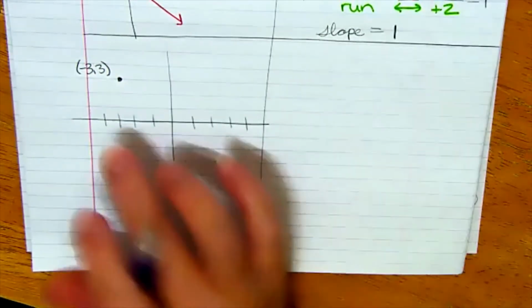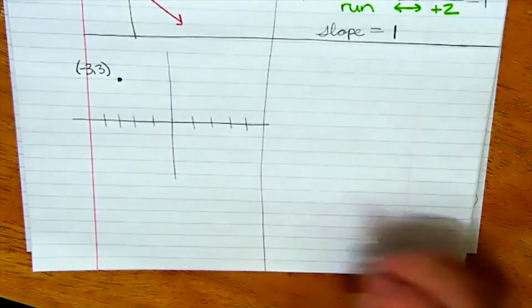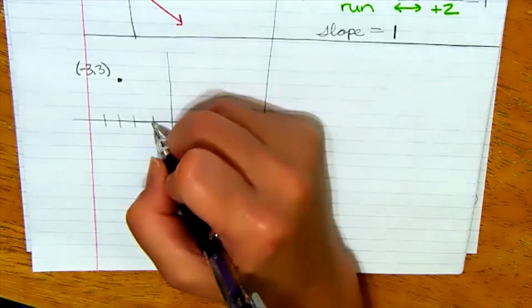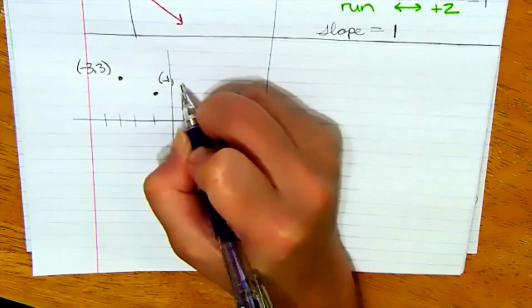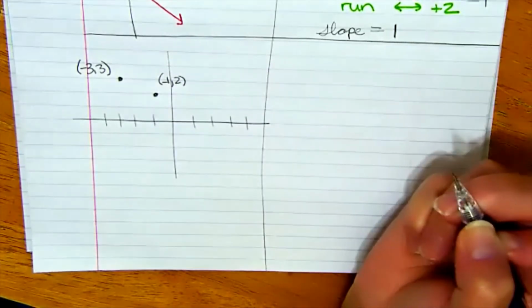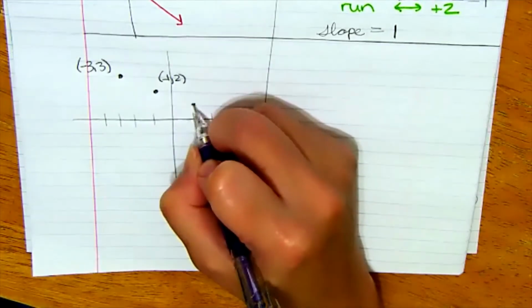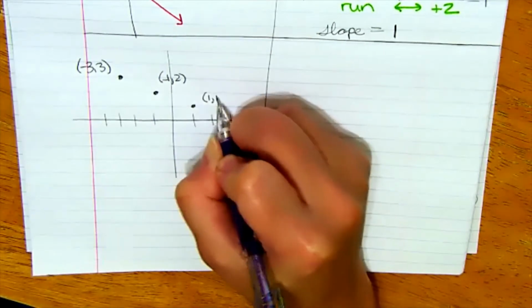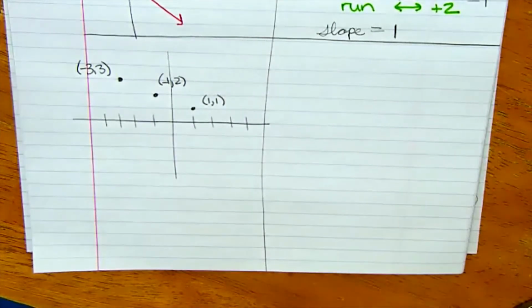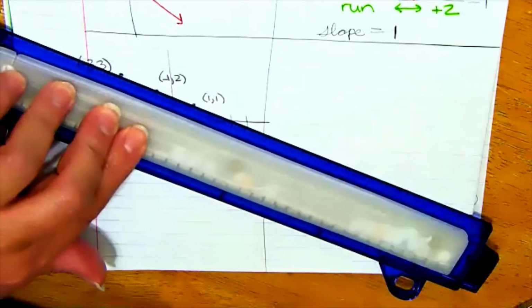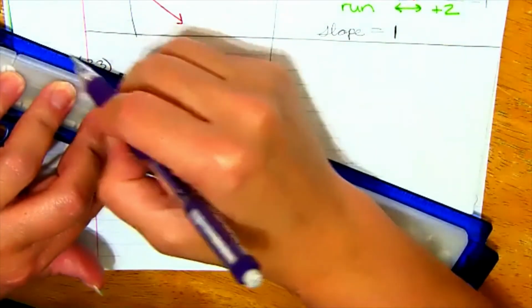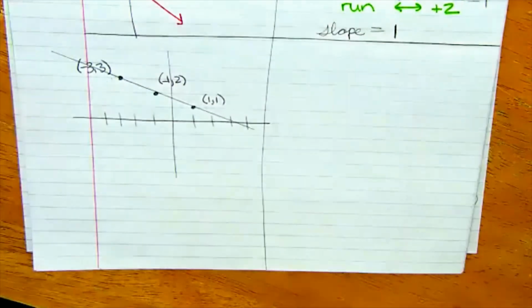So my first point is negative 3, 3. My next point is negative 1, 2. And my next point is 1, 1. So this is where having grid paper is helpful. Not necessary, but helpful.